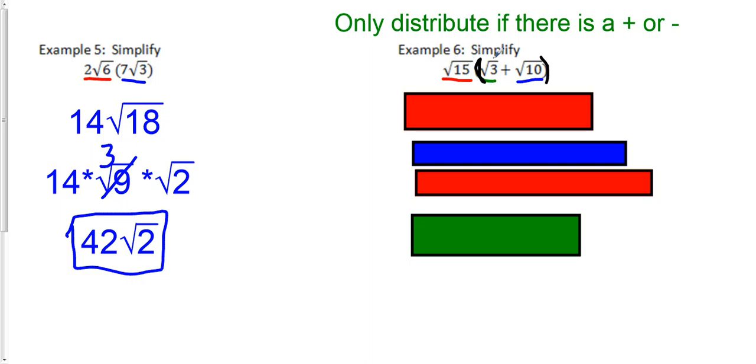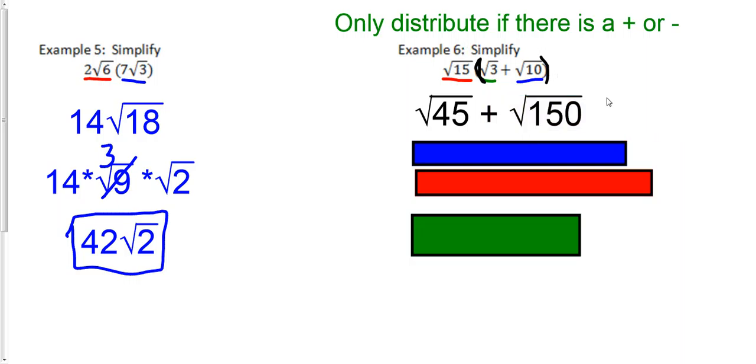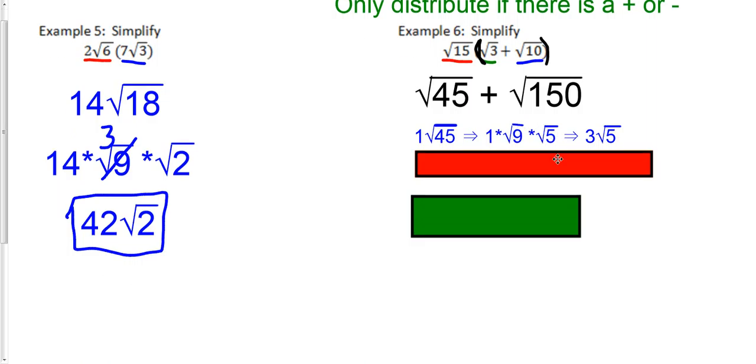We'd have to do the square root of 15 times the square root of 3, and also the square root of 15 times the square root of 10. If we did the square root of 15 times the square root of 3, we'd get the square root of 45. If we did the square root of 15 times the square root of 10, we would get the square root of 150. Now from here, this is where we break things down. The square root of 45, you can think of it as having a 1 on the outside here. So 1 square root of 45 is 1 times the square root of 9 times the square root of 5, because 9 times 5 is 45. 9, like before, we recognize as being 3, so it's 1 times 3 times the square root of 5. We'll call it 3 square roots of 5.